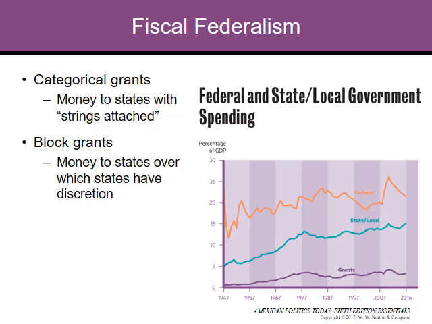So categorical grants are grants of money to states with strings attached, what I like to call the carrot and the stick. Block grants are money to states over which states have more discretion. So if you're the federal government, you like categorical grants. If you are the states, you like block grants. In any perspective, grants since 1947 have increased. State and local spending has increased. Federal spending has increased.